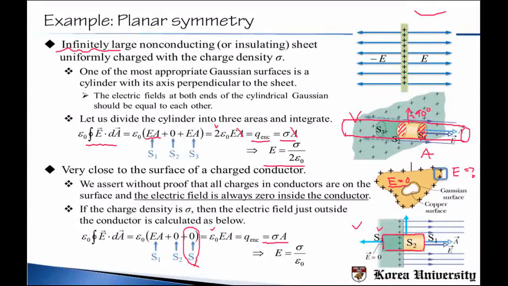So finally, if you summarize it, the electric field right outside the conductor will become sigma divided by epsilon naught, which is in fact twice the electric field next to the charged insulating sheet. These are the two examples of how you apply the Gauss law.